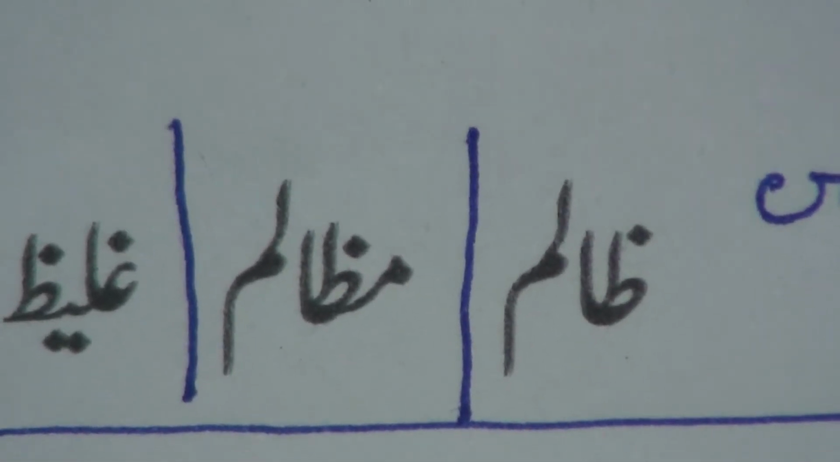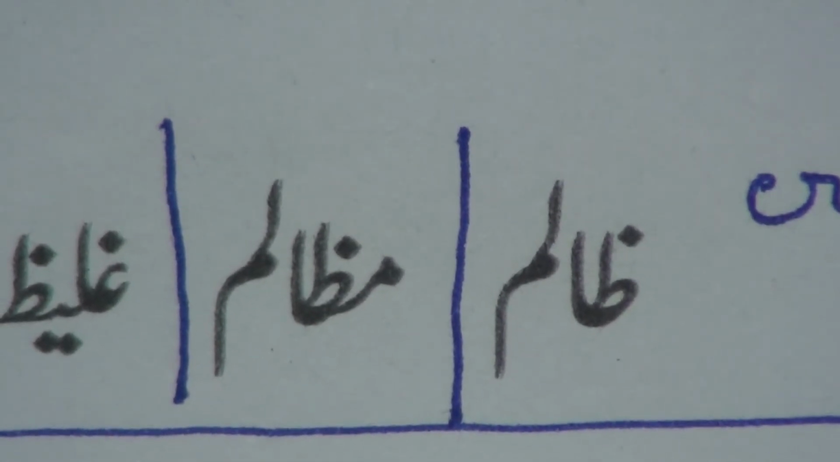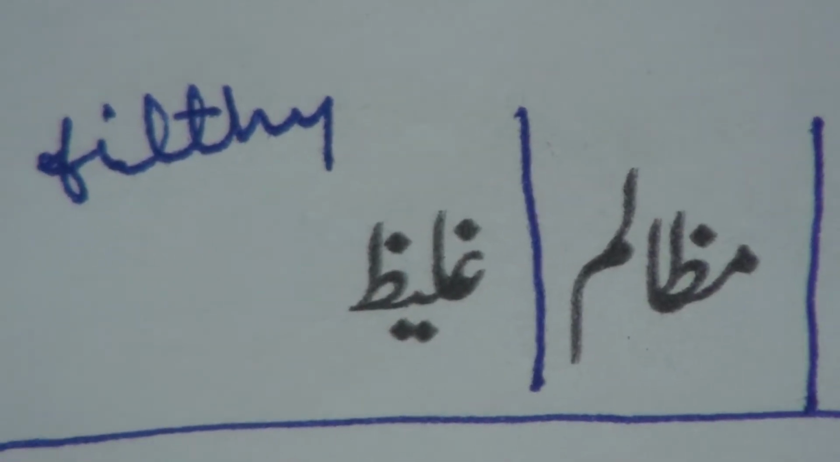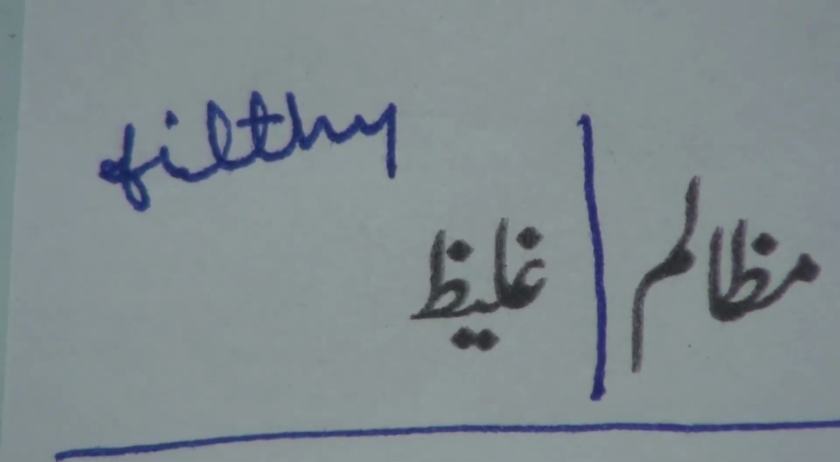Here is a word Mazalim. Here Zoe is at the middle of the word. Mim, Zoe, alif, lam, mim. Mazalim means atrocities. Here is a word Ghaliz. In this word, Zoe is at the end. Ghain, lam, ye, Zoe, Ghaliz. Ghaliz means filthy.